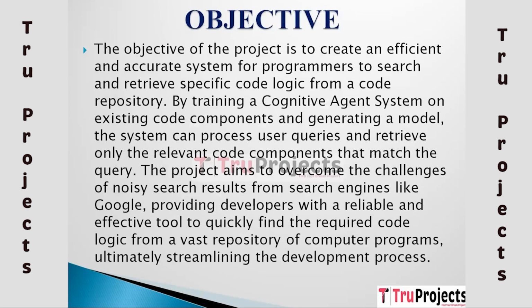Objective. The project's objective is to develop a fast and accurate mechanism for programmers to search and get specific code logic from a code repository. The system may process user queries and obtain just the relevant code components that match the query by training a cognitive agent system on existing code components and developing a model. The project intends to solve the issue of noisy search results from search engines such as Google by giving developers a dependable and effective tool for swiftly locating the required code logic from a wide reservoir of computer programs, eventually expediting the development process.